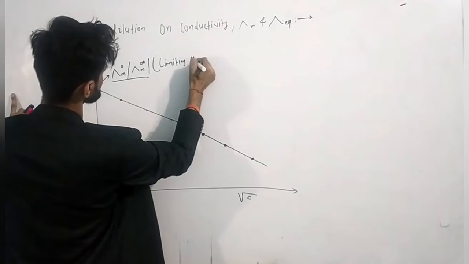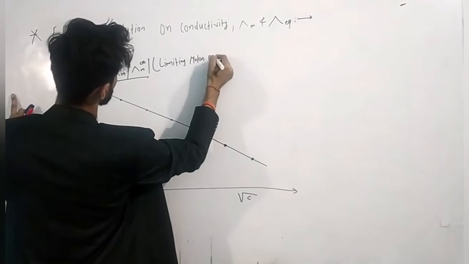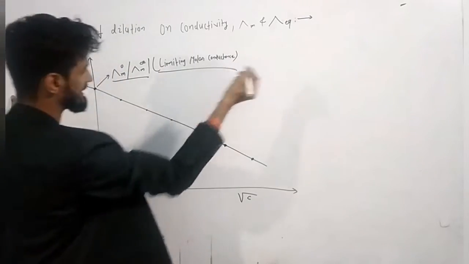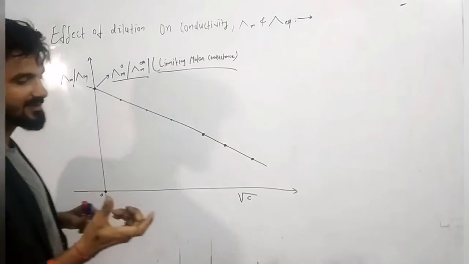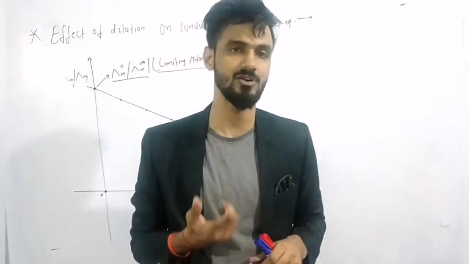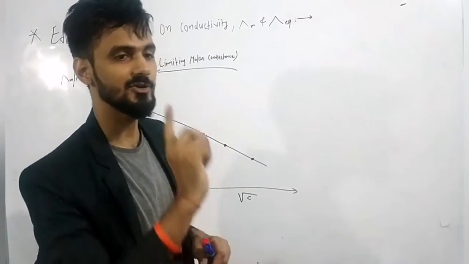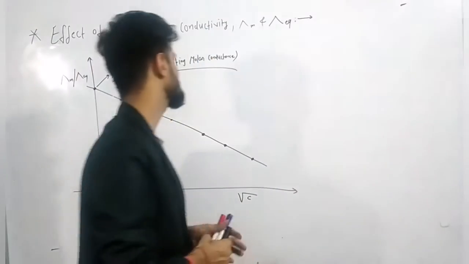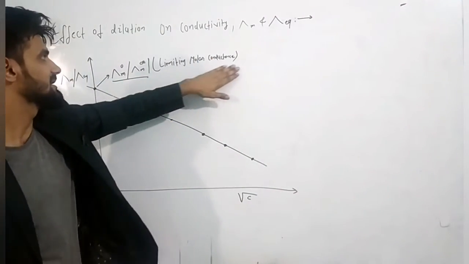Limiting molar conductance. If the question says the limiting molar conductance of an electrolytic solution is a given value, you have to understand it as the molar conductance or equivalent conductance of the electrolyte at the infinite dilution point. That's why I have written that this is called the limiting molar conductance.